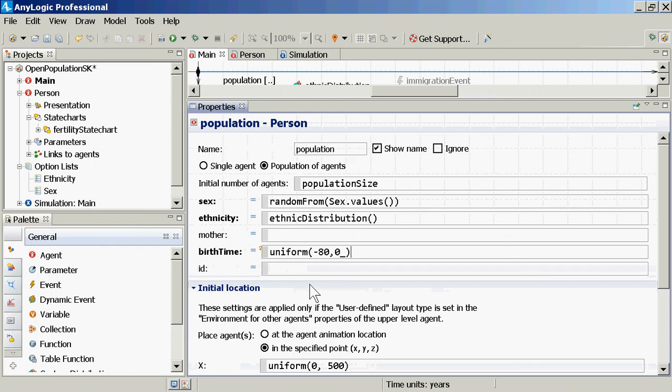They could be as old as 80. If they were born 80 years ago, they'd now be 80 years old at time 0. Or they could be as young as 0. That's their birth time. Some of them were born 80 years ago. Some were born just now.